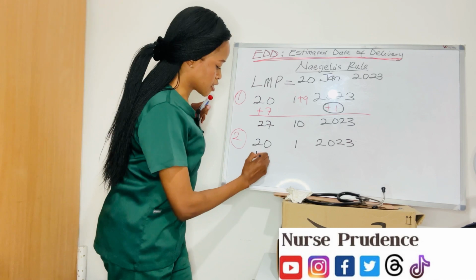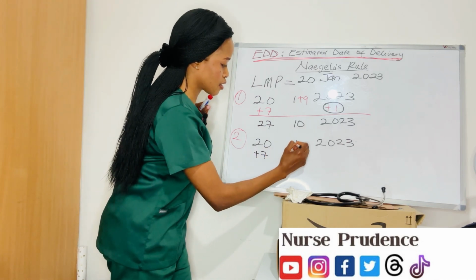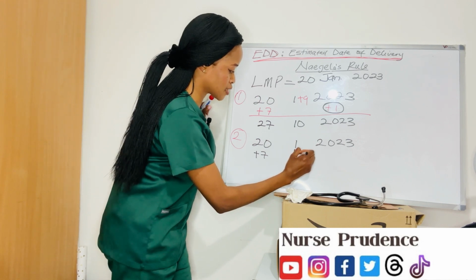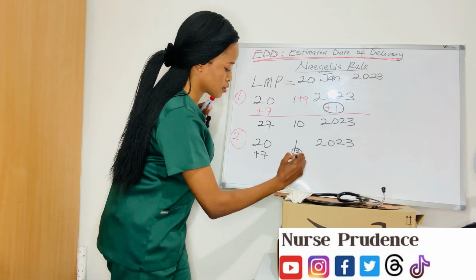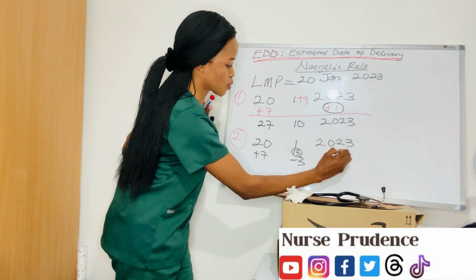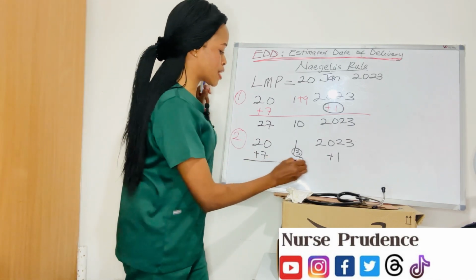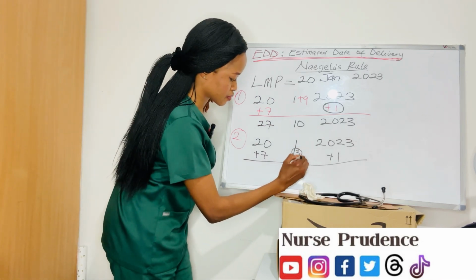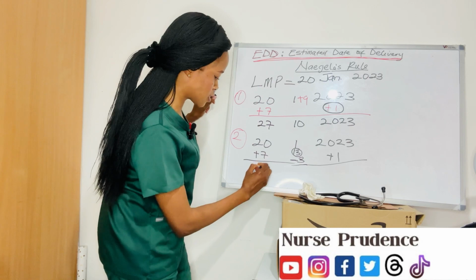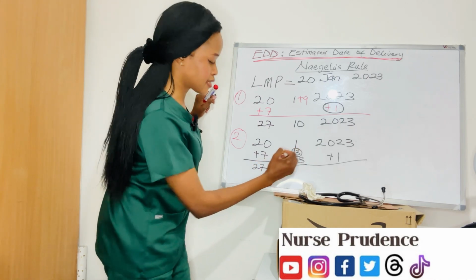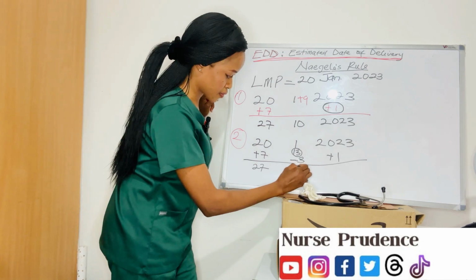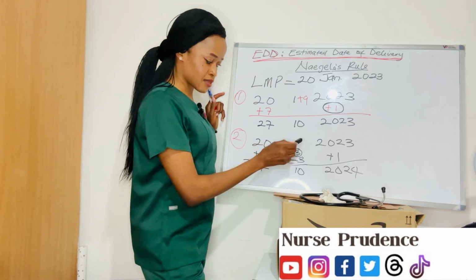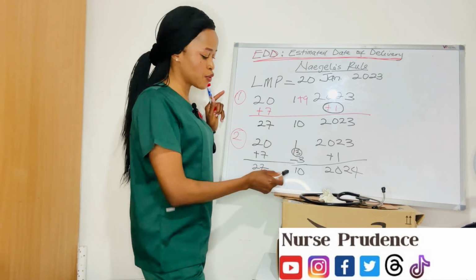Now, this is +7 as usual. When you take January to be the 13th month, which is 13, you now write -3 and then +1. It is only with this method that you can now add the -3. So when you do it, you still get 27th. 13 minus 3 will give you 10. So when you do it, you will still get the same thing. You now minus 3 from 13 and you will still get 10.